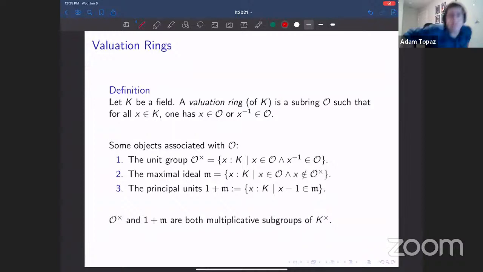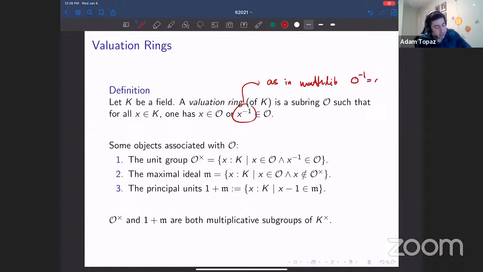So if we have a field K, a valuation ring is a subring O of K such that for every element X of the field K, either X is in the subring or its inverse is in the subring. And of course, here I'm using the inverse as in Lean or as in Mathlib, let's say, so in the sense that zero inverse is zero.